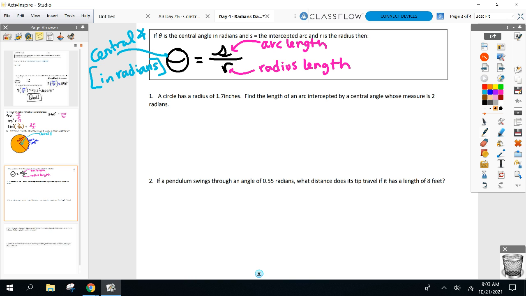Okay, so anytime, here we go. Anytime I'm given a circle problem, this is the formula I'm using. Okay? The central angle can be found by taking the arc length divided by the radius. Now go back to problem 5.